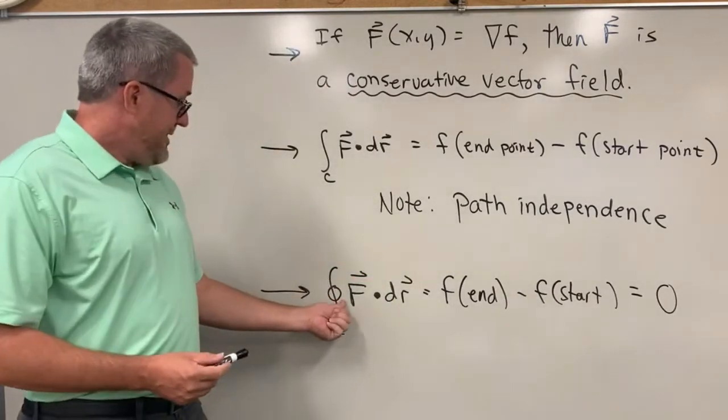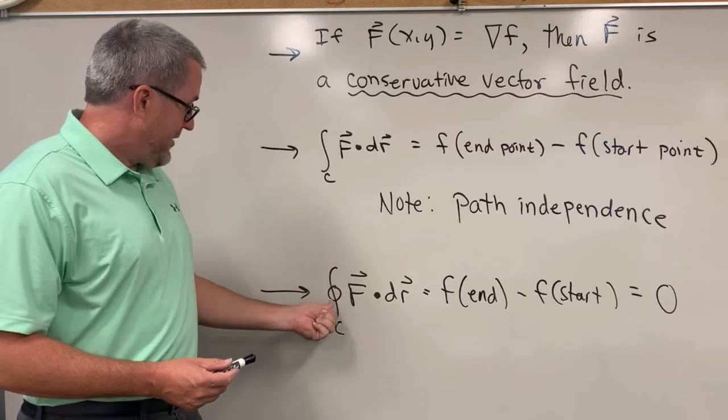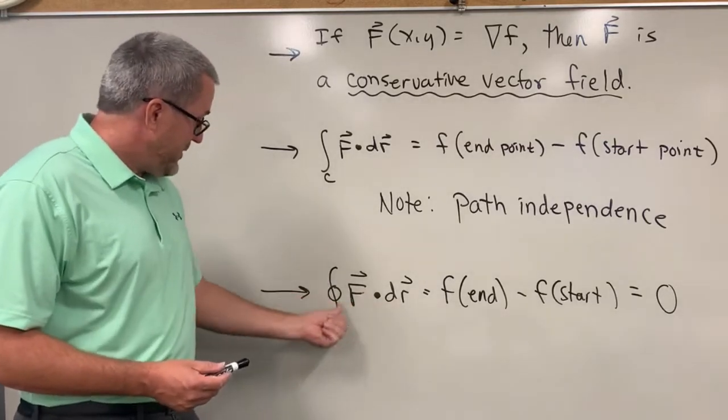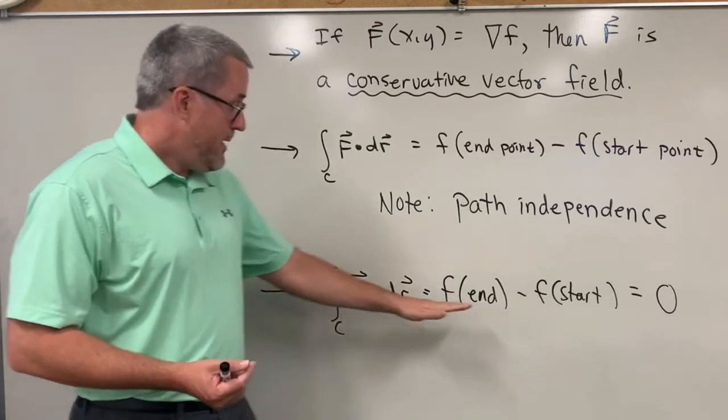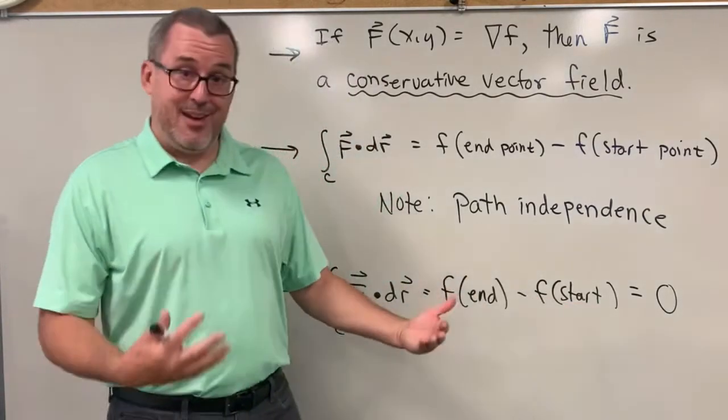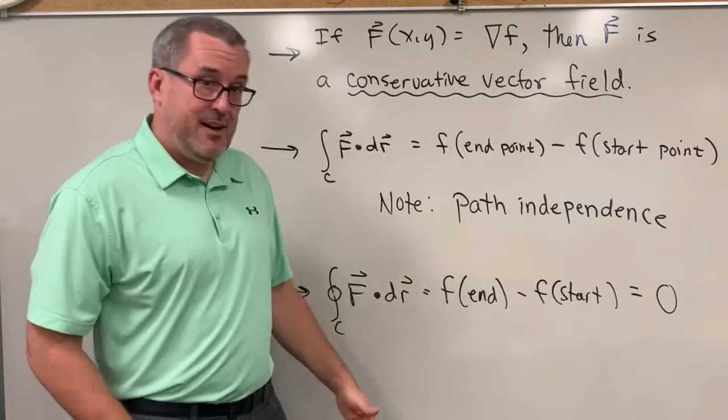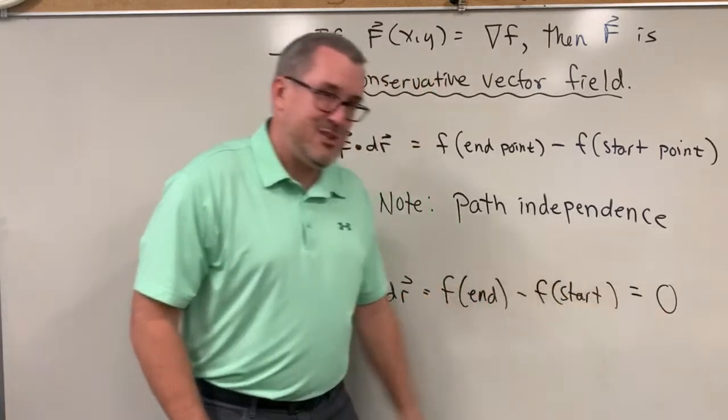So we notate that with the little circle here on our integral of doing our line integral. This would indicate that the path that we're on, the curve that we're on, is a complete loop. The ending point and the starting point are the same point. Thus the difference of those function values would be 0.